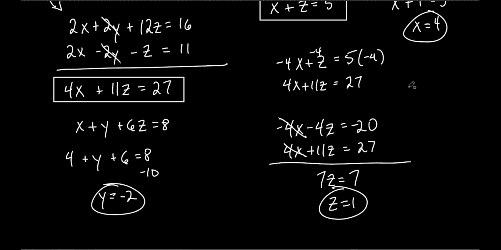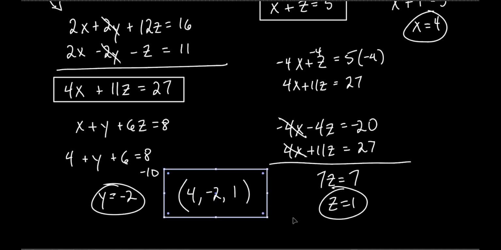All right, so there's my x, y, and my z. Let's put it into an ordered triple. The x goes first, 4. The y goes next, negative 2. The z goes last, 1. And that is the answer to that problem.